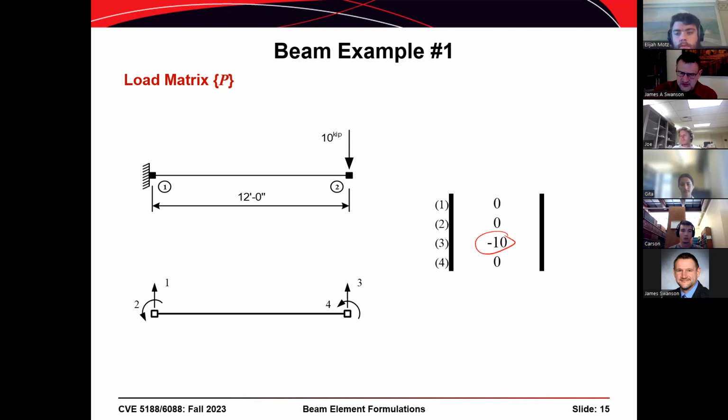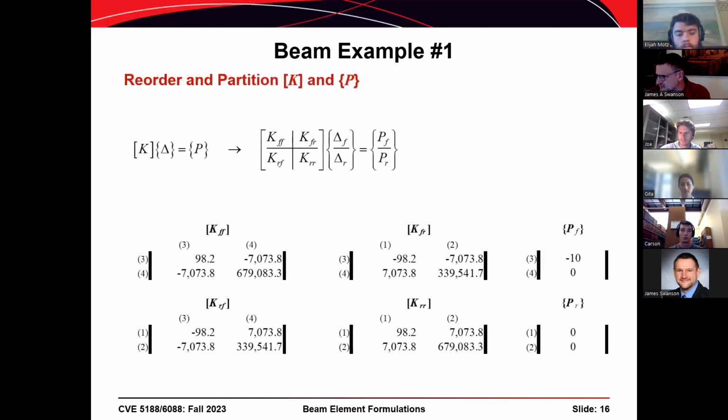So we can go through our solution process. One way would be to just delete the rows and columns corresponding to degrees of freedom 1 and 2, but let's do it a little bit more sophisticatedly than that. And yes, sophisticatedly is a word.